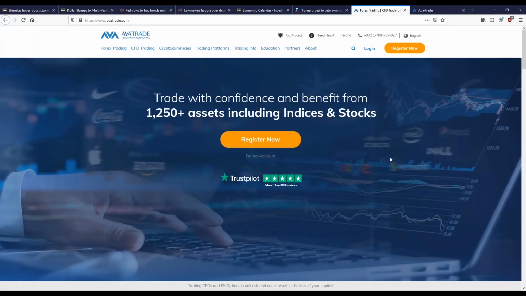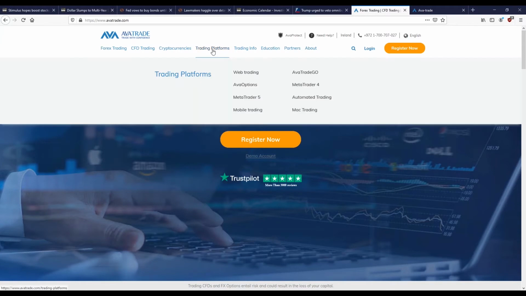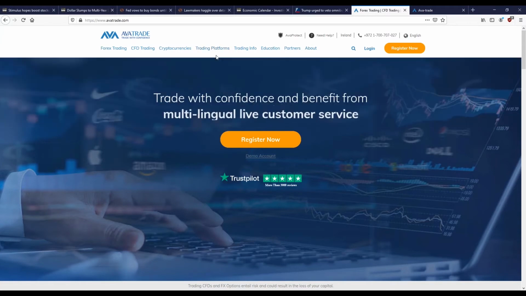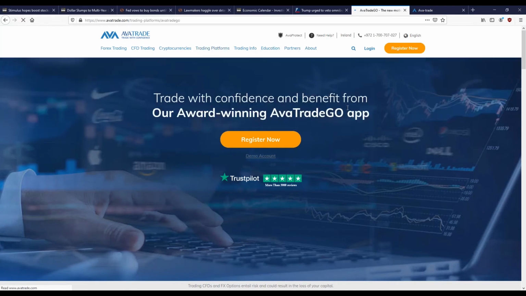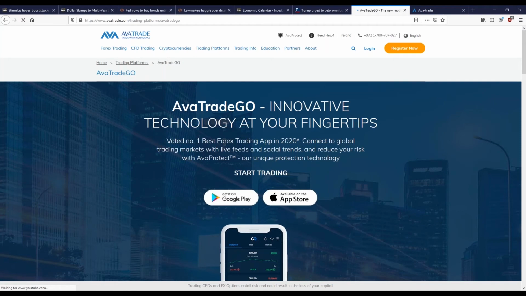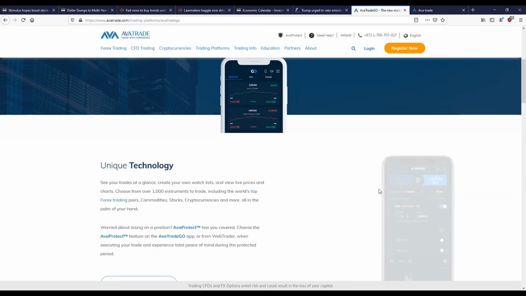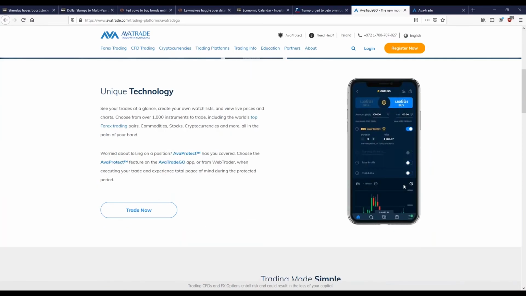Now, as we take a look at AvaTrade's main website, you'll notice some things are available that can be helpful to your strategies in terms of trading. Now, AvaTrade Go, if we look at the trading platforms, AvaTrade Go is our custom-made mobile app. I alluded to the fact that it has AvaProtect as a risk management feature on it. And we'll look at the WebTrader here in a moment as the same features on our WebTrader platform.